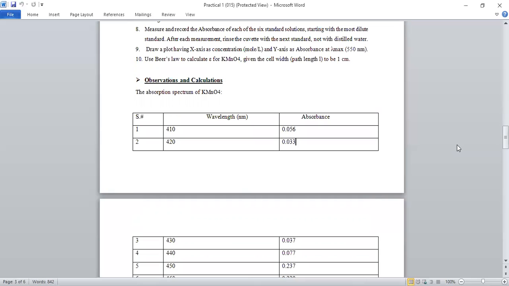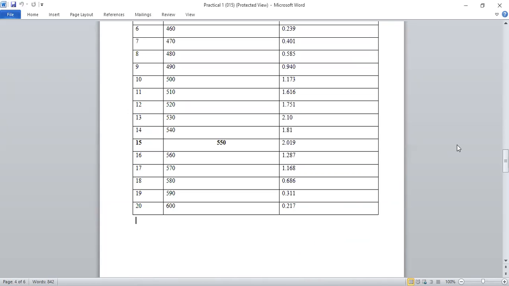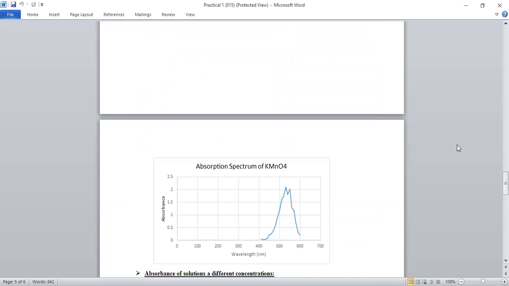Observations and calculations. This is the absorption spectrum of KMnO4. At 410 wavelength, absorbance is 0.056. At 410 wavelength, absorbance is 0.033. And at 550 wavelength, absorbance is 2.019. This is the absorption spectrum of KMnO4. This is the graph between absorption and wavelength, and the highest point shows the value of lambda max, and the value of lambda max is 550 nanometer.